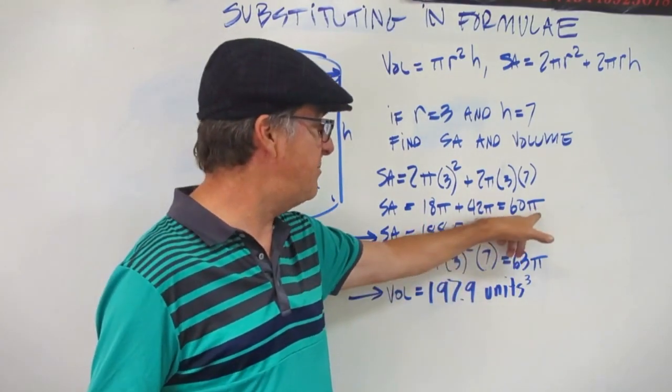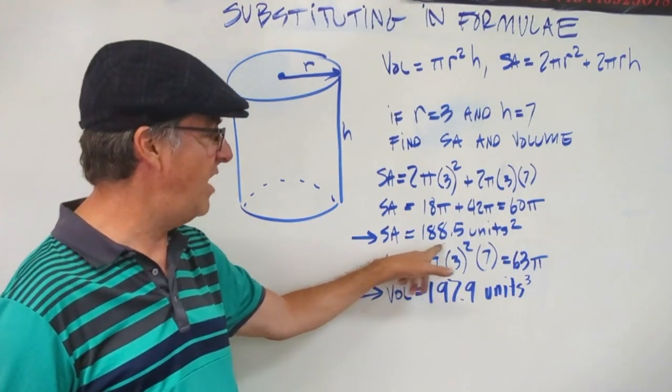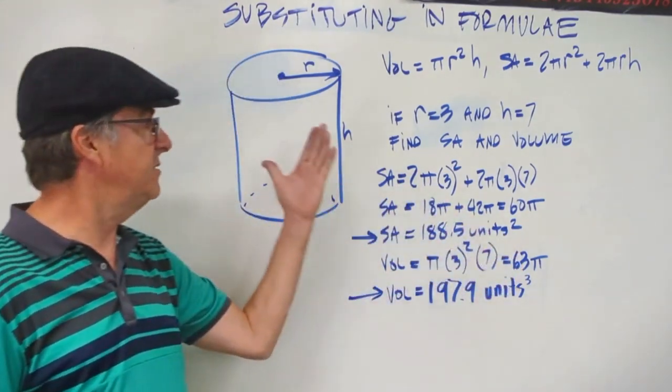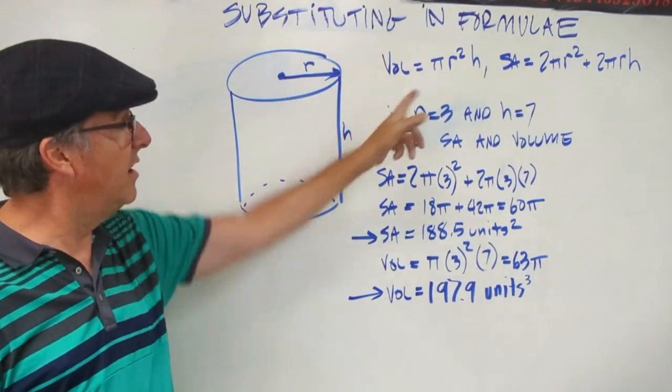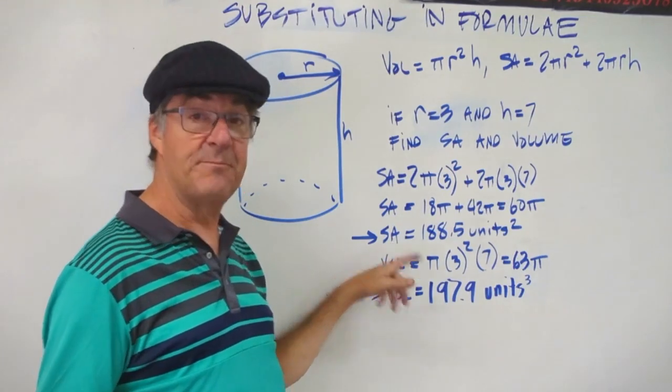I love doing it this way where I take it as far as I can with mental math without getting out my calculator, and then finally I get out my calculator. The surface area is 60 pi, so I went ahead and did that multiplication. I get 188.5 units squared. Notice I didn't put any units on our diagram or in our numbers here, so I just have to say units squared. So that's my surface area.